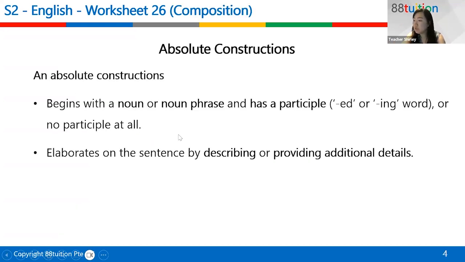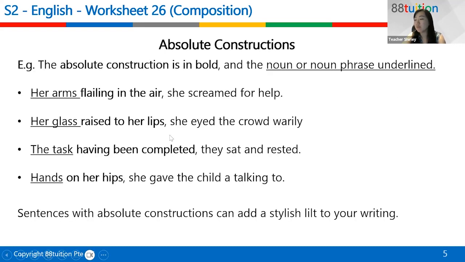Okay. So when we talk about absolute construction, when we're constructing a phrase or a sentence, it usually begins with a noun or a noun phrase and it has a participle. So it has -ed or -ing. Actually, -ed is past tense, simple past or past participle. -ing can be continuous tense. Okay, and then sometimes they also have no participle at all. Later on we'll give some examples.